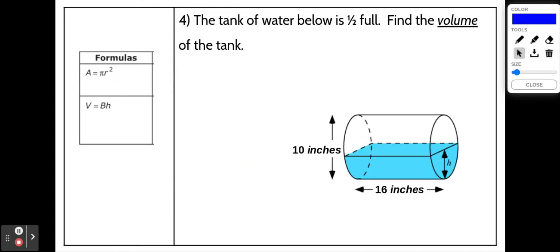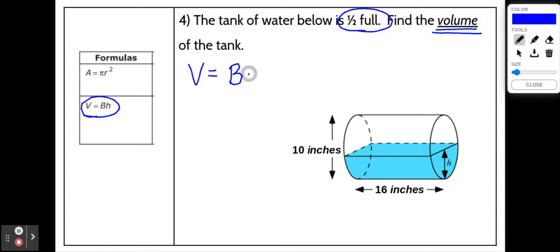On number 4, we have a tank of water and the tank is in the shape of a cylinder, but you notice here that it's only half full. I'm asking you to find the volume of the tank when it's half full. Now, do we have a formula to find the volume of something that's only half full? No, but we do have a formula to find the volume of the entire tank. So we've got to start there. So let's start by finding the volume of the entire tank.